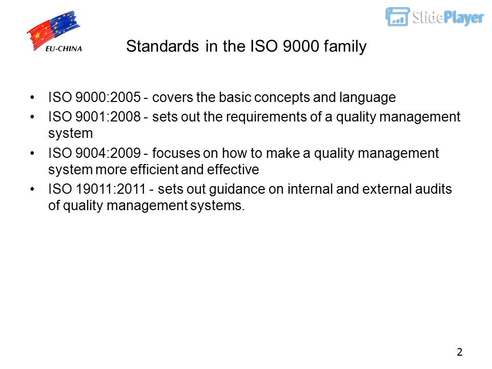ISO 9000:2005 covers the basic concepts and language. ISO 9001:2008 sets out the requirements of a quality management system. ISO 9004:2009 focuses on how to make a quality management system more efficient and effective. ISO 19011:2011 sets out guidance on internal and external audits of quality management systems.